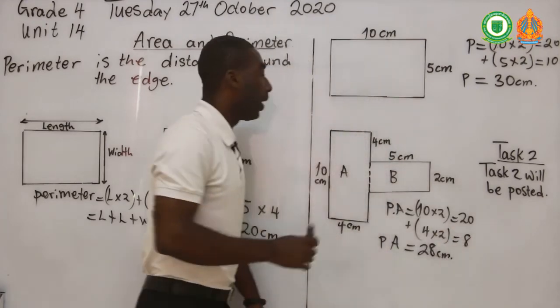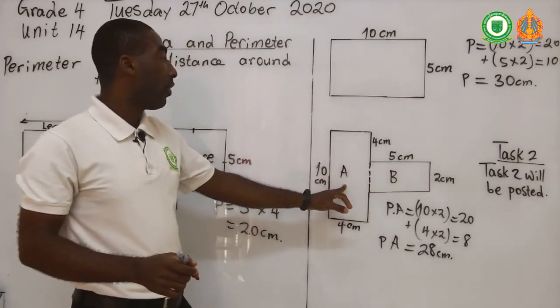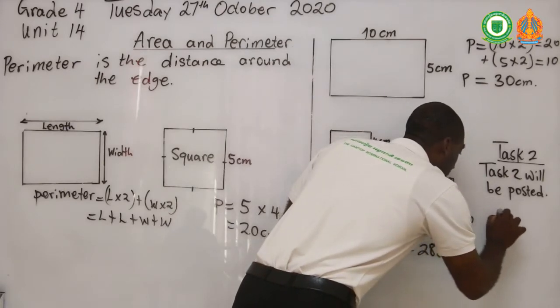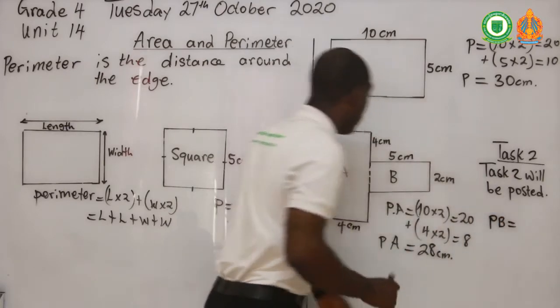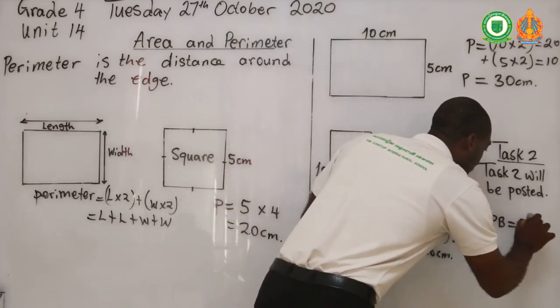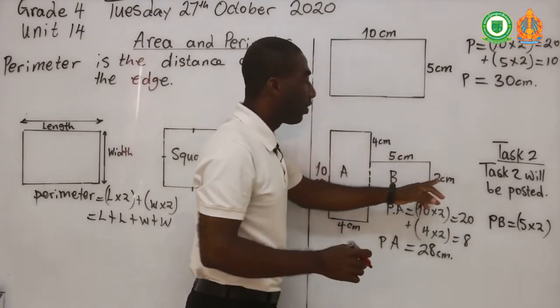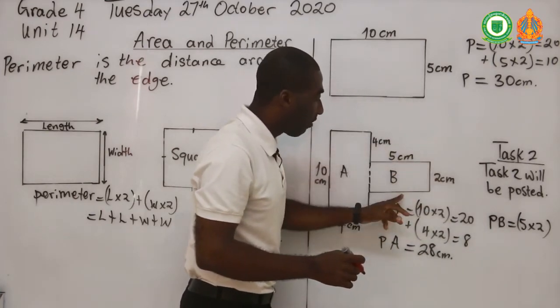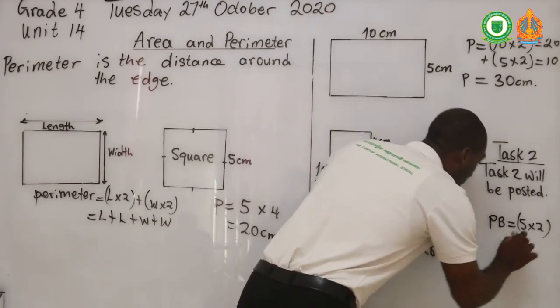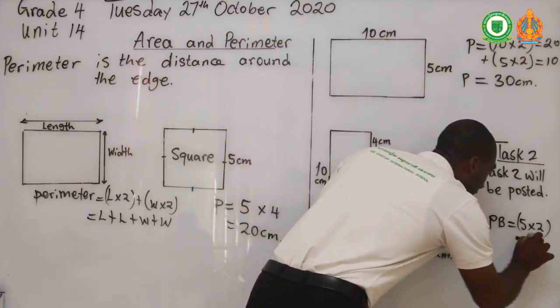Okay, so we have to look for the perimeter for B as well. So the perimeter for B will be equal to 5 times 2. It is not this 2, it is 5 here and 5 here. Okay, so 5 multiplied by 2 will be equal to 10.